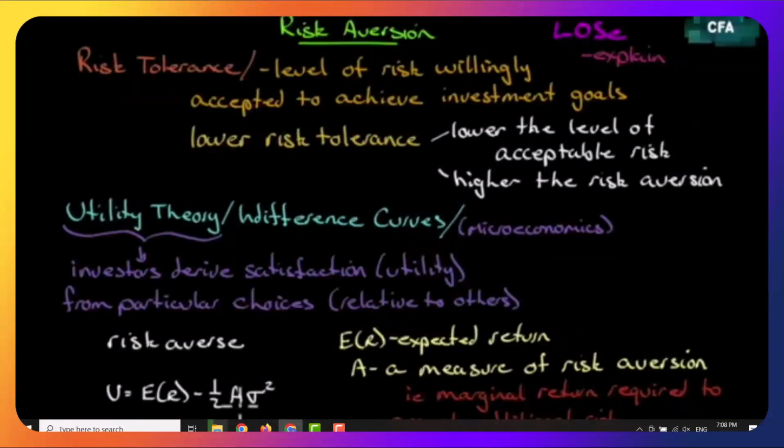So the higher A is, notice that if this A gets bigger and bigger, this negative value gets bigger and bigger, which decreases our utility. So a small A, an A of 0, means that we have no risk aversion whatsoever. An A of 0, this whole term becomes 0, which means we're not concerned with risk. But as A starts to increase, we become more and more concerned with risk. So this brings it down to the level of the individual.